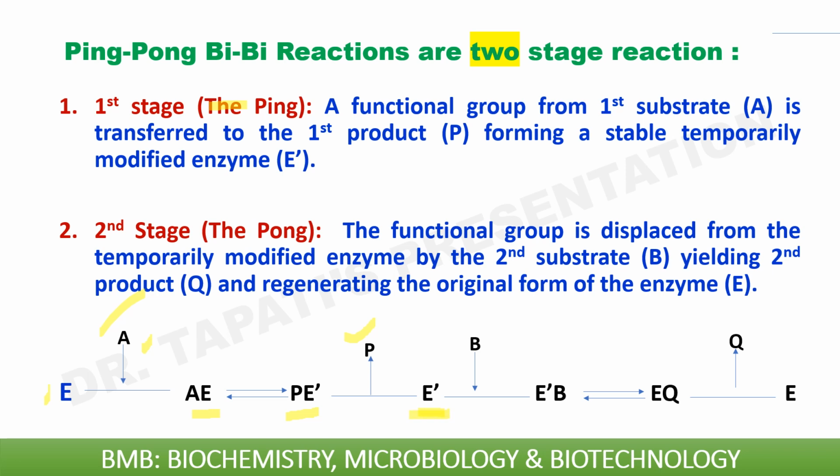After that, in the second stage, that is called the pong, the functional group is displaced from the temporarily modified enzyme by the second substrate, that is substrate B, yielding the second product, that is product Q, and regenerating the original form of the enzyme. So in this case first substrate A is bound, and after that the first product is released. When the first product is released, there will be some temporary modification of enzyme, and after that, with that modified enzyme, the second substrate is bound, and then the second product will be released.